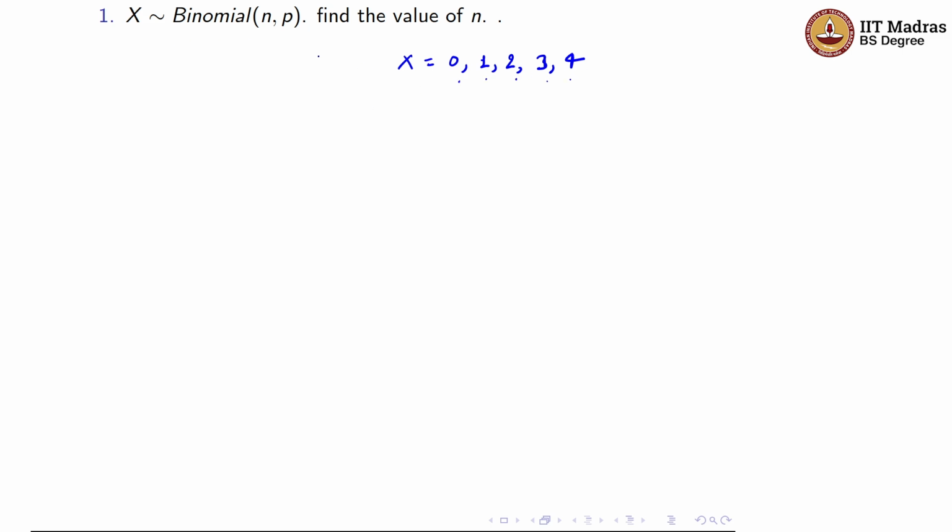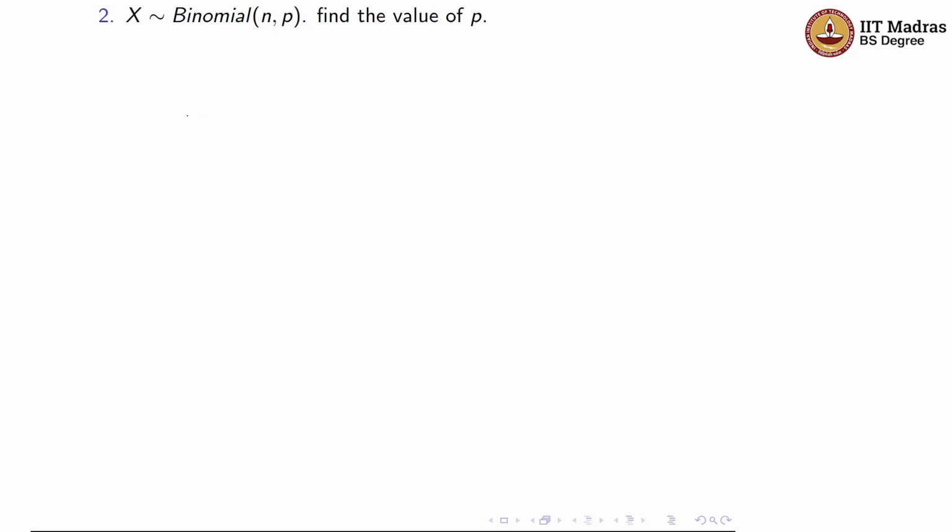We know that if X follows a binomial(n, p) distribution, then the range of X is 0, 1, 2 and it goes up to n. So the maximum value that X can take will be n. In the given question, the maximum value that X takes is 4, so the value of n will be equal to 4.